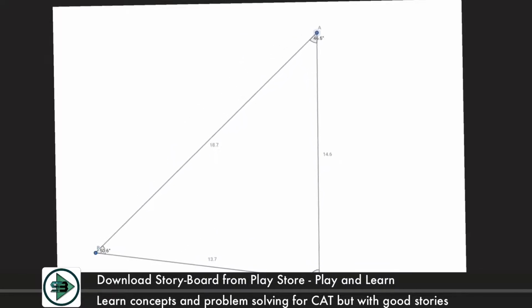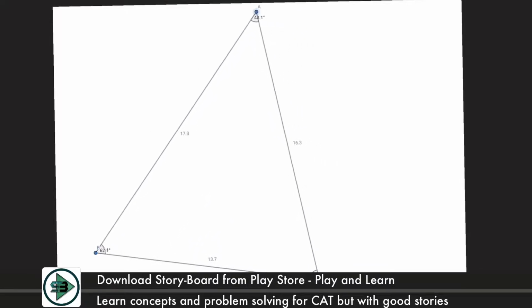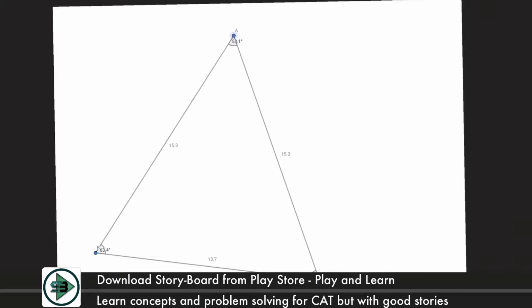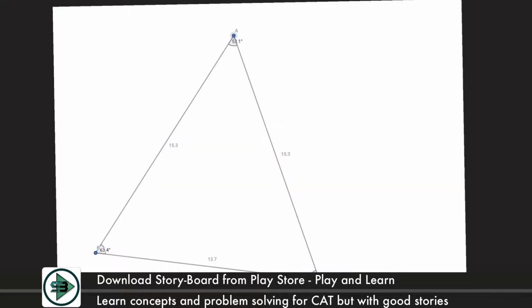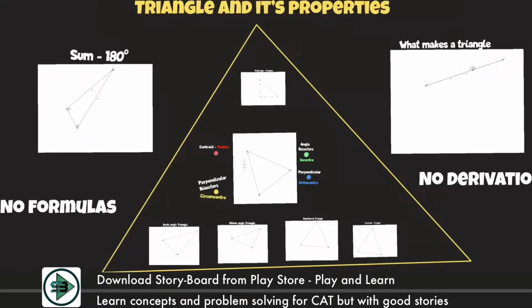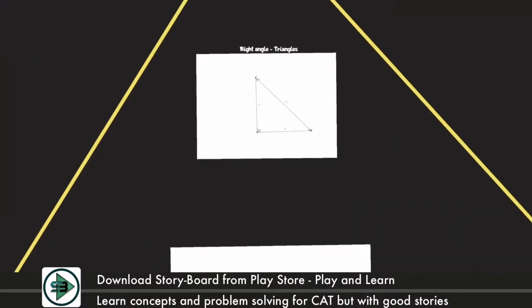If I further play with this triangle and try to make AB equal to AC, now this is the only pair of sides remaining. If I make AB equal to AC, both are 15.3, yes. So angle B becomes equal to angle C, which is 63.4 degree. And that's how simple it is for me to visually prove that in an isosceles triangle, 2 sides and the 2 adjacent angles are always equal.